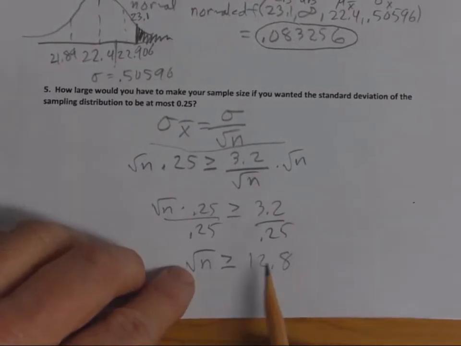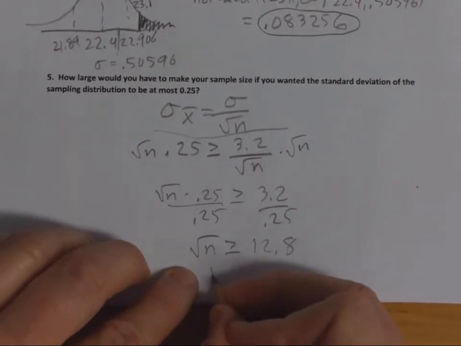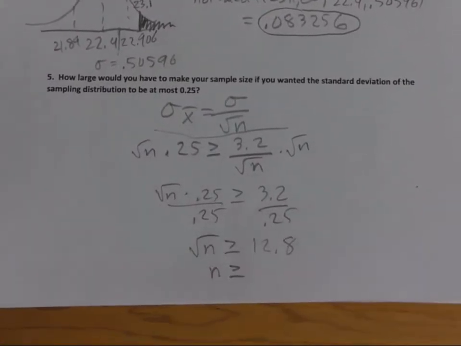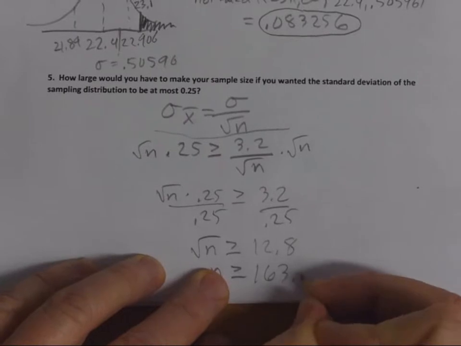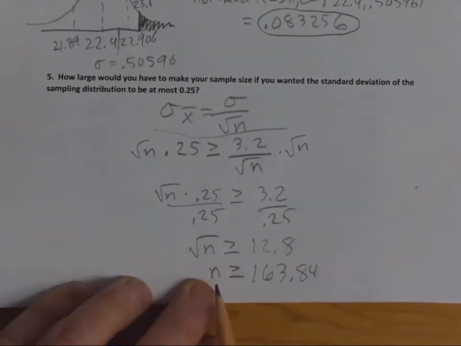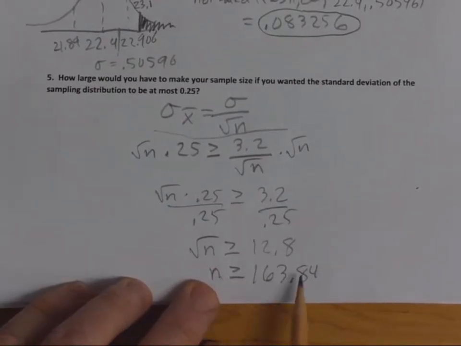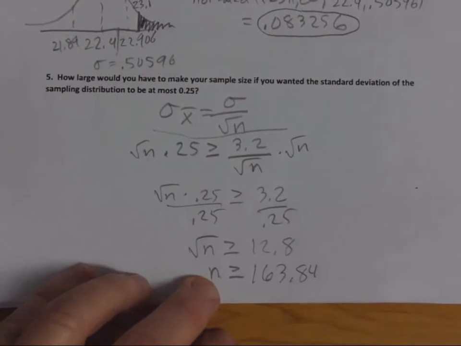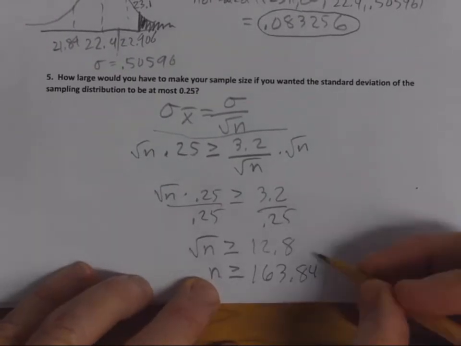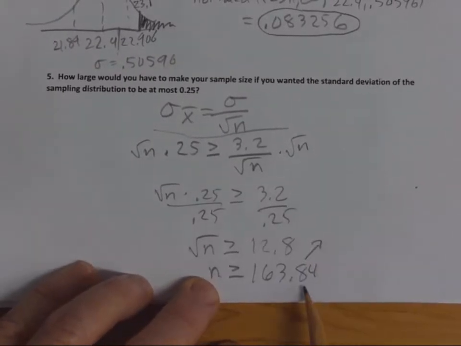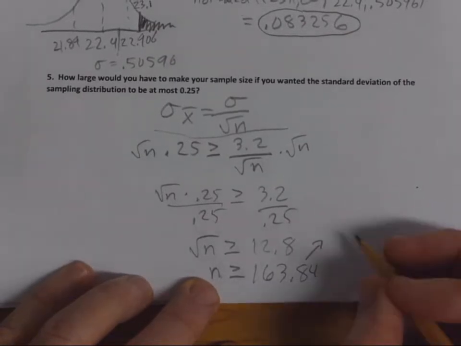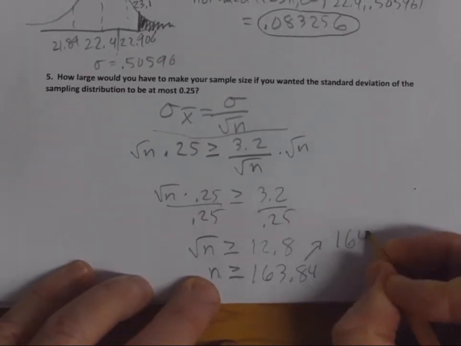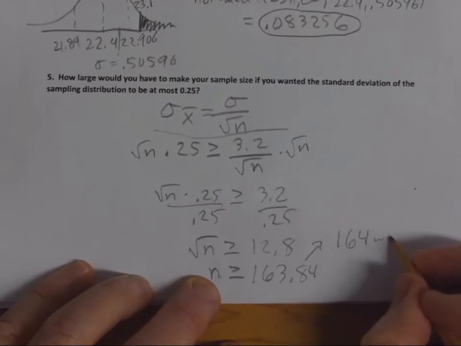Then I square both sides here, and so when I square both sides, I would get 12.8 squared, and that gives me 163.84. So my sample size needs to be greater than or equal to that. Now my sample size has to be an integer, and so you always round up. Even if this had been below 0.5, even if this had been 163.14, you would say our sample size needs to be 164 workers.